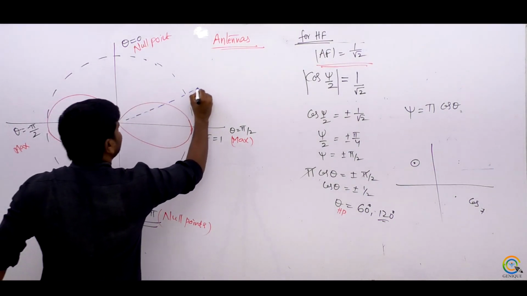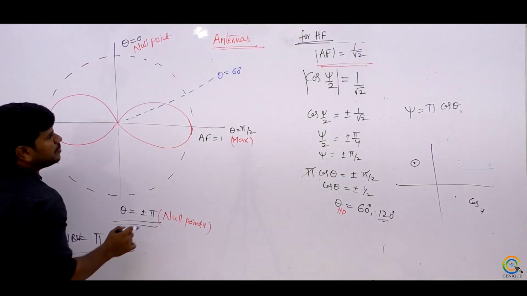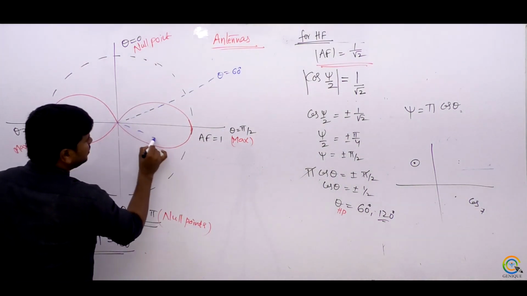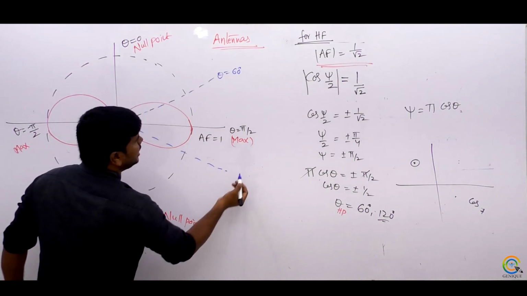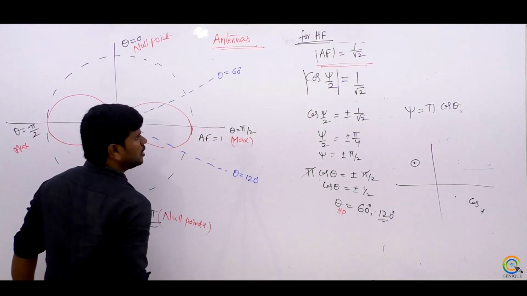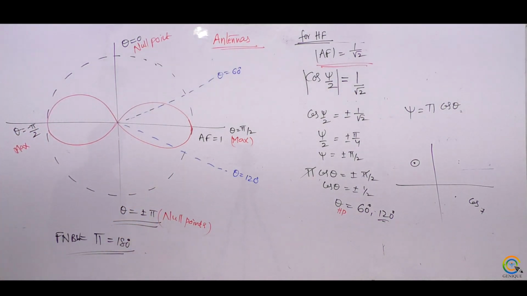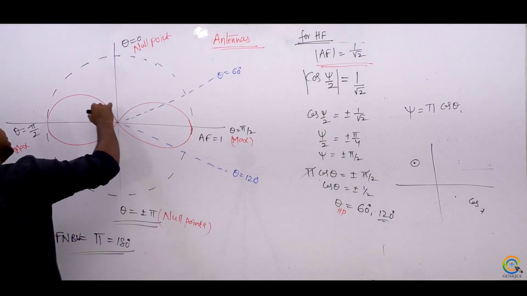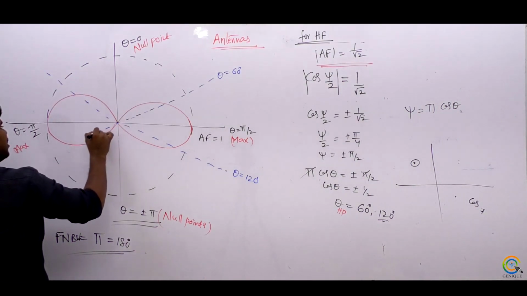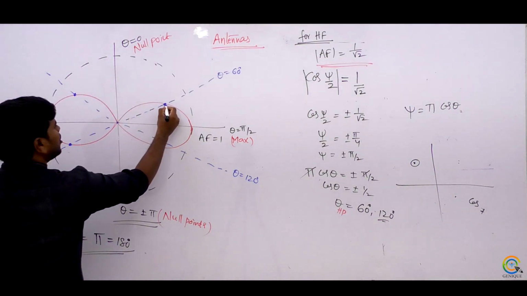This would be 60. This is theta equals 60 degrees. And theta equals 120 means what? If it is 90, this will be the same. Theta equals 120 degrees. Okay, so this is called the half power beamwidth. Similarly, for these negative angles also, you will get the half power points here. These points are called half power points.